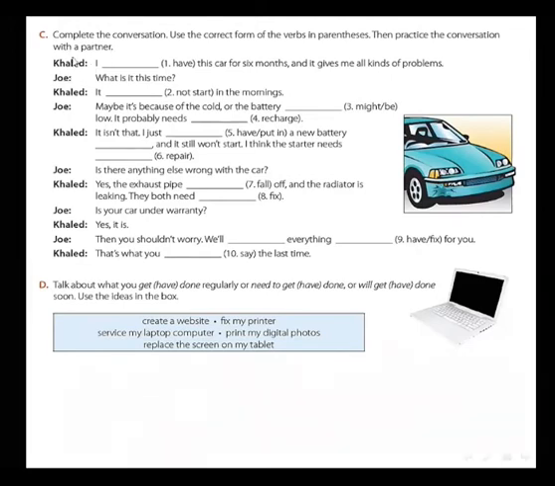At first, how many people are there in this conversation? Excellent. There are two people, Khalid and Joe. What do you think this conversation is about? Look at the picture. Excellent. It will be about a car.